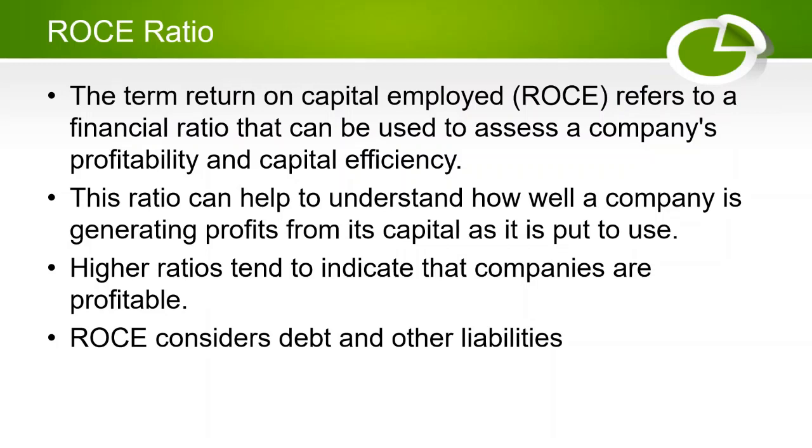Higher ratios tend to indicate that companies are profitable. ROCE considers debt and other liabilities also. So when we compare ROE and ROCE, ROE considers only the equity value. However, ROCE considers both equity and debt, so it can give some more idea. For capital intensive companies, analysts and investors look into the ROCE ratio. Then we can move into our Crompton related ratios now.